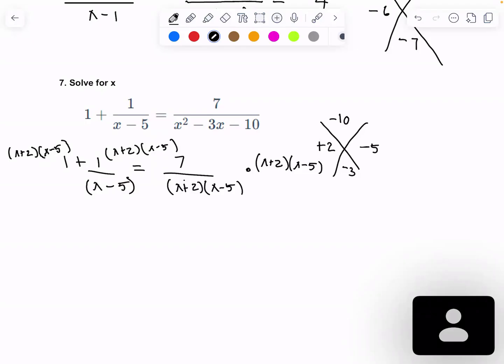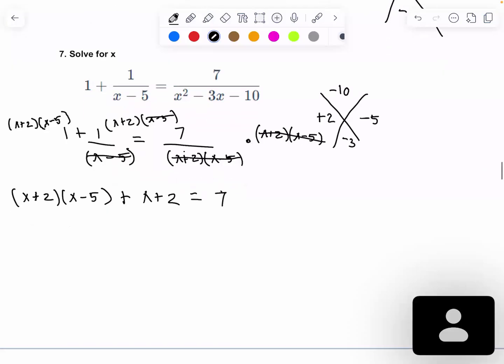Okay, so the first one, nothing cancels. So when I multiply this by 1, I'm just going to get x plus 2 times x minus 5. When I move to the second one, it looks like an x minus 5 cancels. And then I just get 1 times x plus 2, which is x plus 2. When I move to the 7, it looks like everything cancels, and I just get 7.